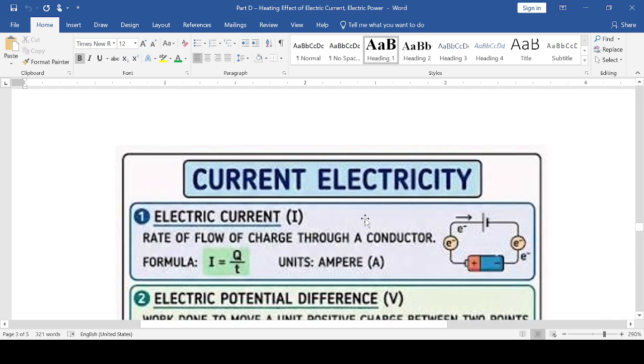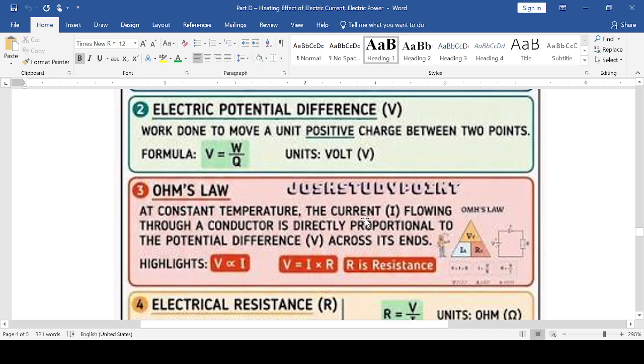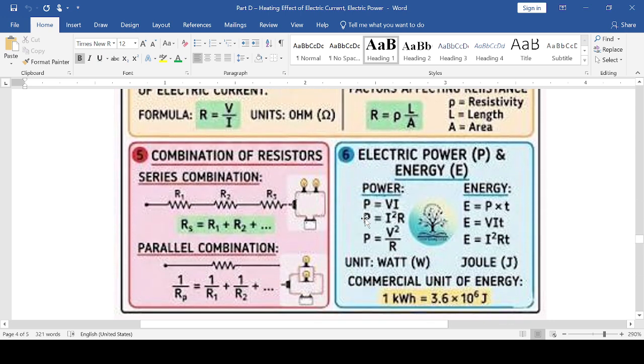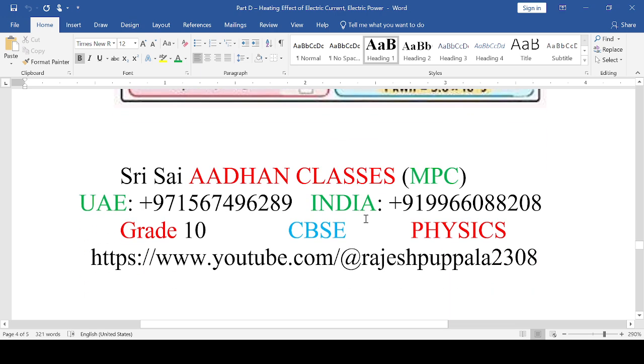These are the entire chapter formulas. For your reference we have given them, and the notes will be given in the description box.